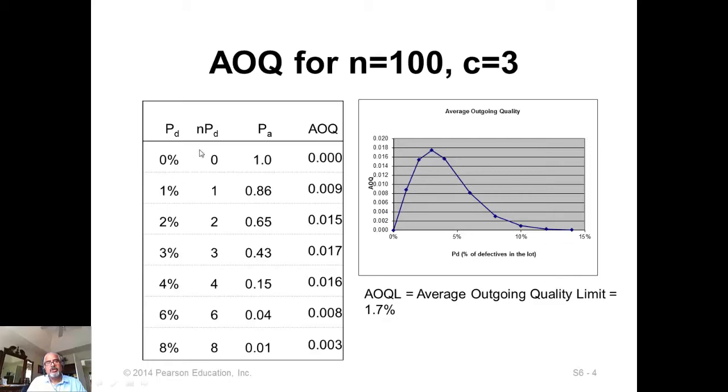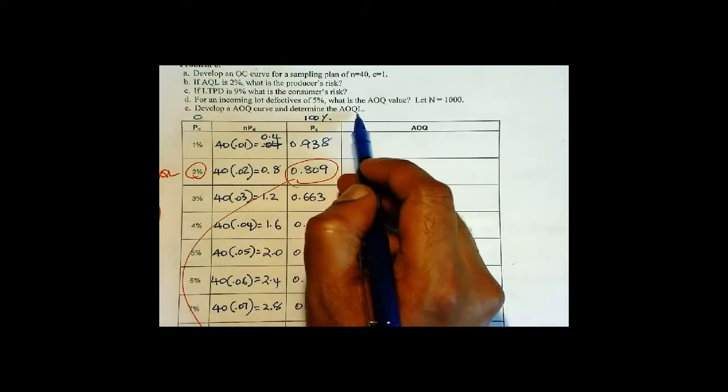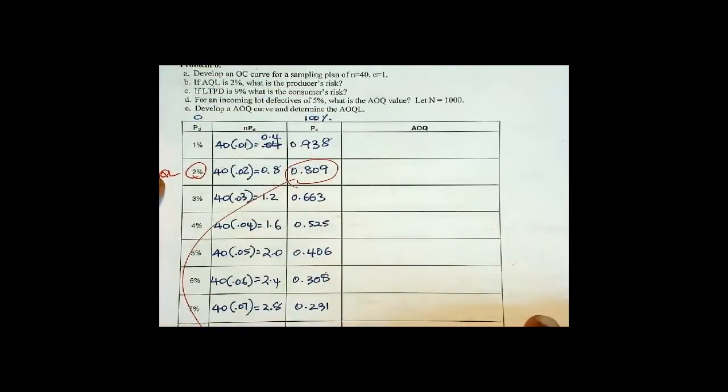Even though we will never know what the exact P sub D value is going to be for a given lot, we know that in the long run, whatever that P sub D value may be, this is the maximum possible value for the proportion of defective parts getting through the inspection and getting into our inventory. For that reason, this is called average outgoing quality limit, AOQL. Now let's compute the AOQ and find AOQL for this problem.